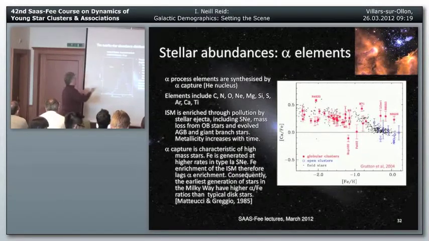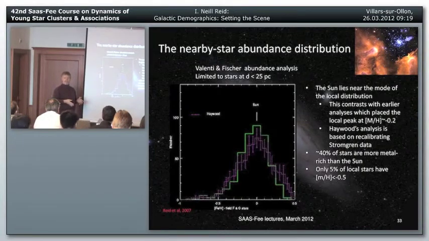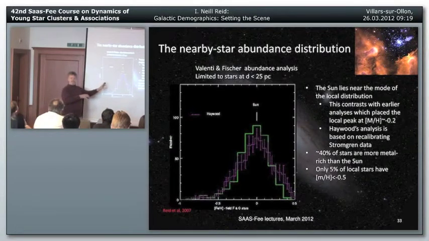So where is the sun in relation to all of this abundance stuff? Well, the sun actually looks like it's pretty average for the local stars. This is different. About 5 years ago, the standard picture was that the sun was more metal rich. That had nothing to do with the oxygen abundance. That was a separate thing.